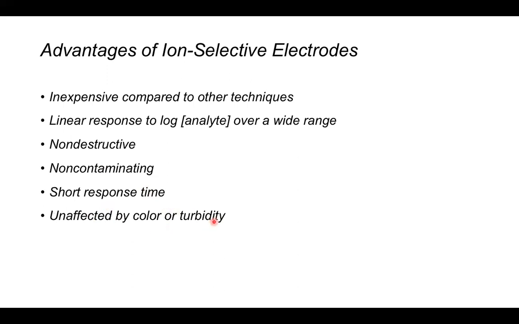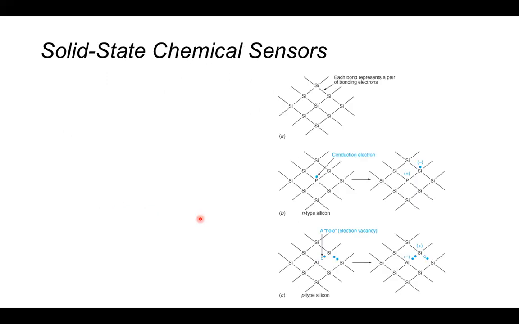Unaffected by color or turbidity. So it's not like, for example, UV vis measurements, which may be complicated if there are colored entities within the measurement. Turbidity can cause changes in the flow rate of the solution.